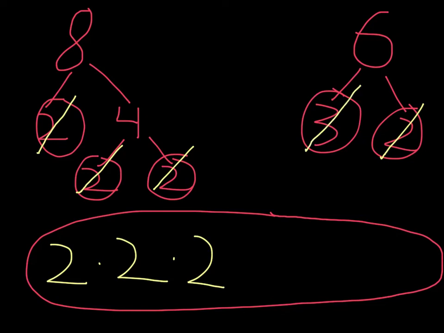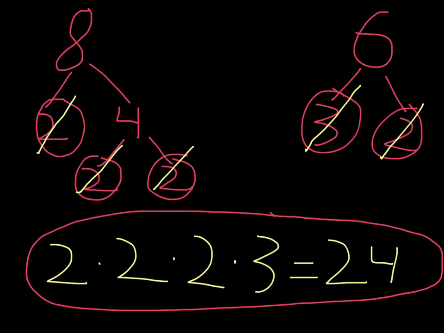And then send an invitation for this 3. All the prime factors got invited. 2 times 2 is 4. Times 2 is 8. Times 3 is 24. So the least common multiple of 8 and 6 is 24.